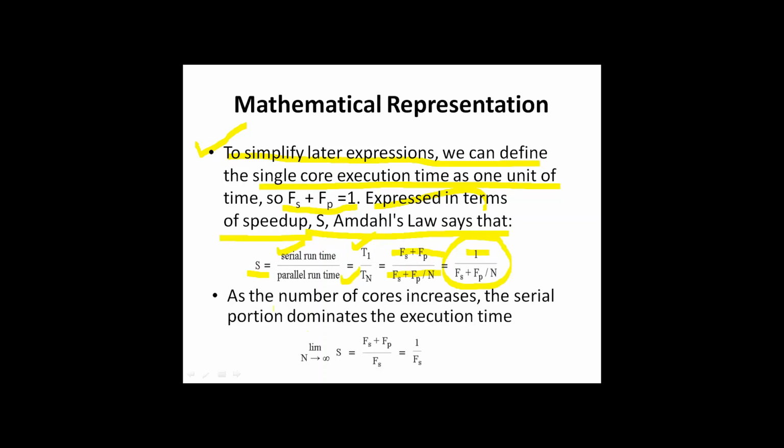So now as the number of cores increases, the serial portion dominates the execution time. That is, if we put the limit on this, as n approaches infinity, then the speed up S is equal to (fs plus fp) by fs, that is equal to 1 over, we can see in this diagram, as n approaches infinity, fp over n will become 0, so we will get only 1 by fs.